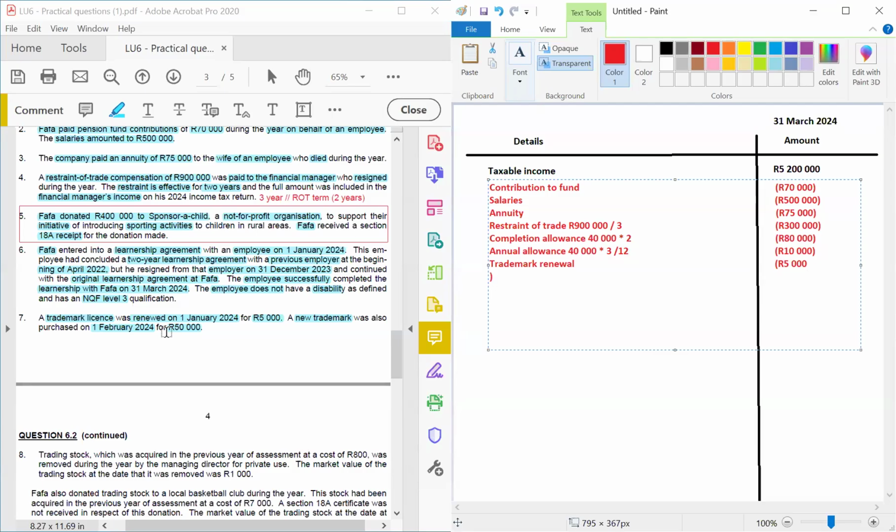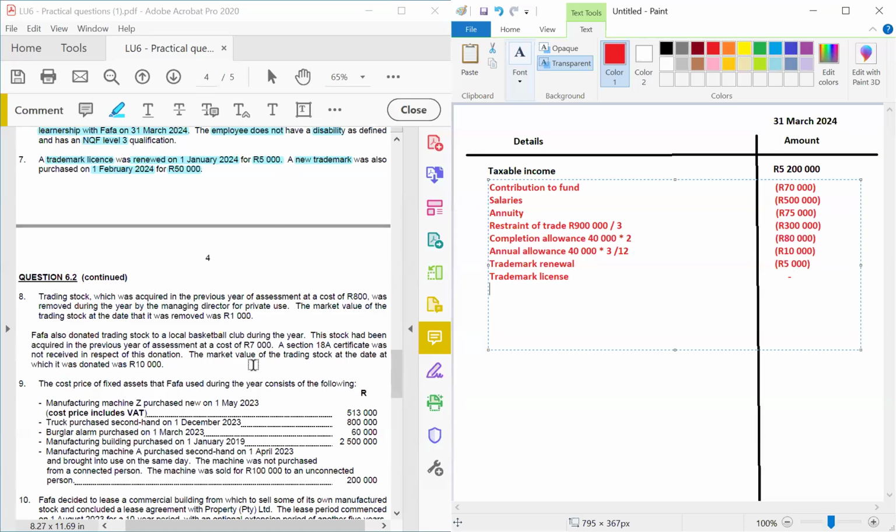So the issue comes with what? With the purchase. So now, what do we do with the purchase? The purchase, we do not deduct it, right? We do not deduct it. They see it as a capital in nature item, and we do not deduct it in terms of our deductions. We do not do that. So trademark, oh, this is not 50,000. It's nothing. We do not deduct. Sorry.